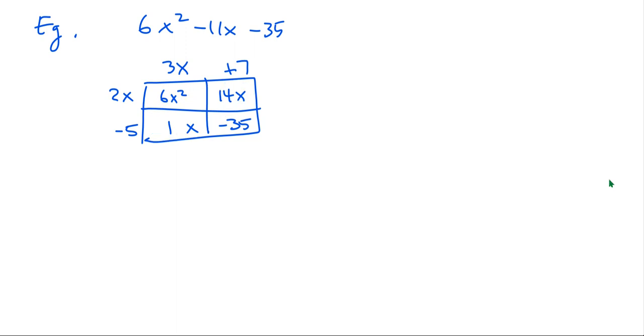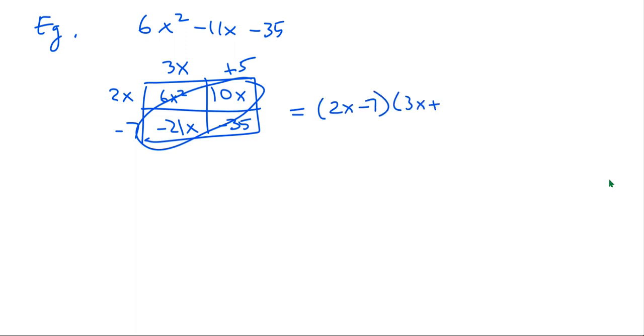Okay, so I'm going to get rid of all of these numbers. And how about I switch the 5 and the 7 then? All right, so let's put the 5 over here and put the 7 over here. So that still works. And so 2x times 5 is 10x, and negative 7 times 3x is negative 21x. Check the middle term. Does this add up to negative 11 now? It does. So now I can write this as 2x minus 7 times 3x plus 5.